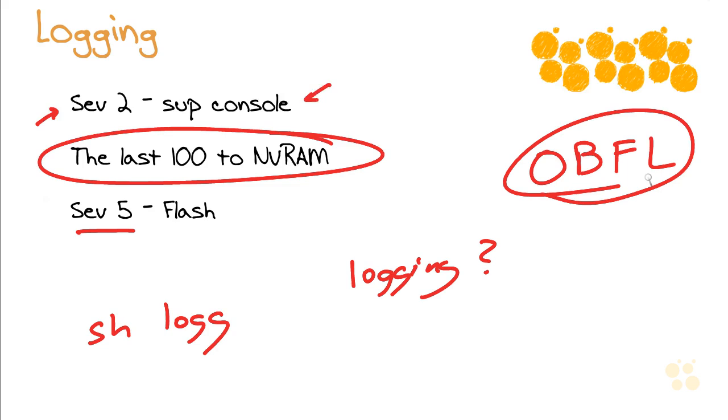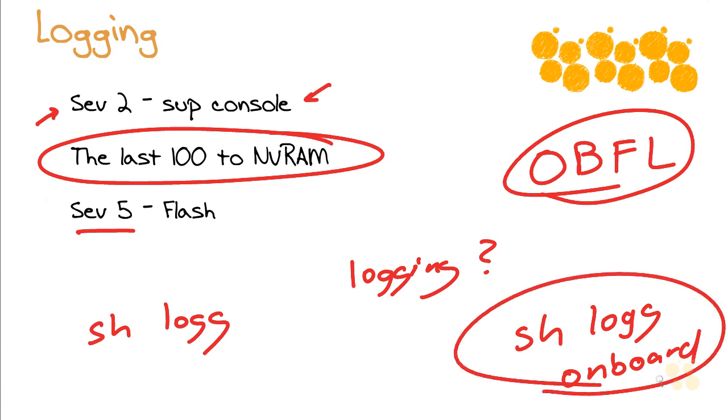So what you would do to view this information is you would do your show logging command and follow that up with the onboard keyword. So this will allow you to see the onboard failure logging information, which might prove critical.